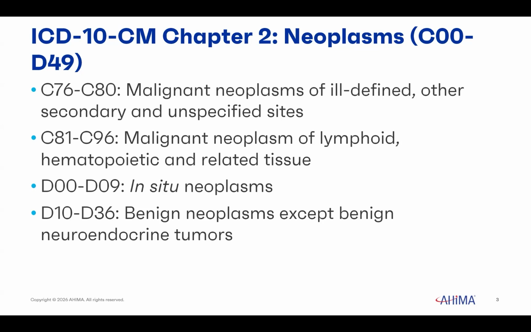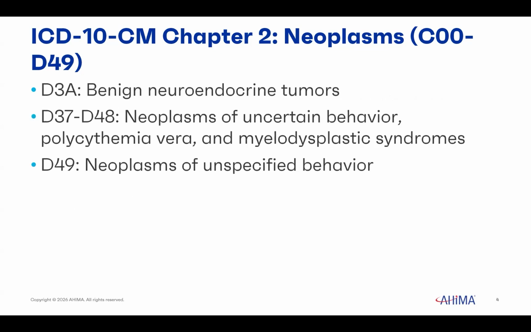And then D10 through D36, benign neoplasms except benign neuroendocrine tumors. We also continue on with the D codes. We have codes for D3A, benign neuroendocrine tumors, D37 through D48, neoplasms of uncertain behavior, polycythemia vera, and myelodysplastic syndromes, and then D49, neoplasms of unspecified behavior. We'll get into what unspecified behavior is in just a little bit.